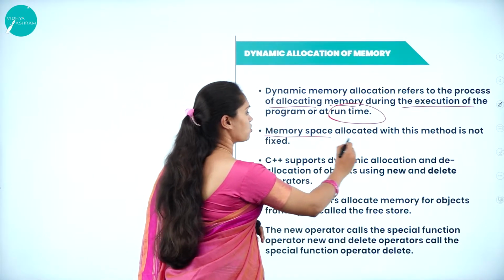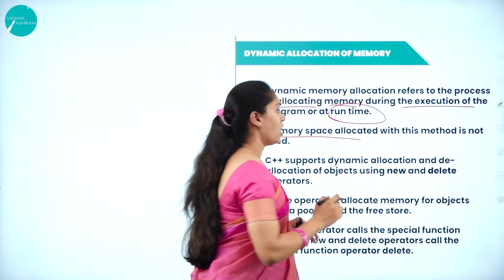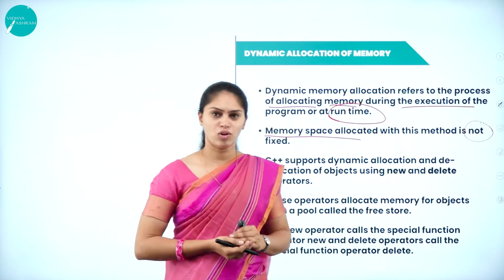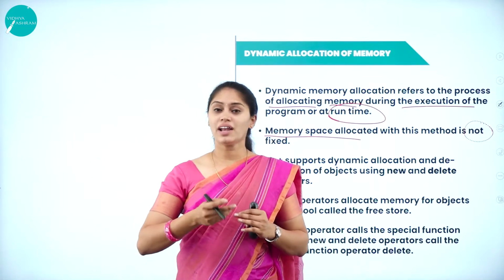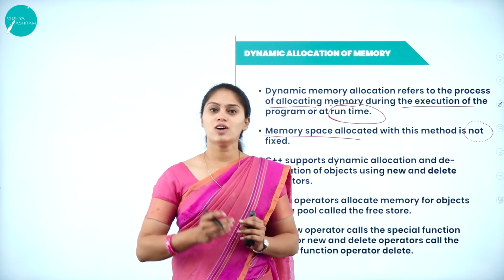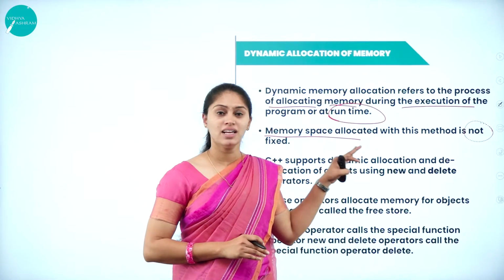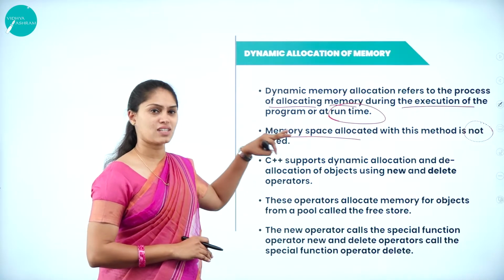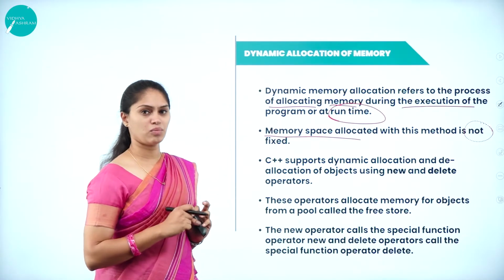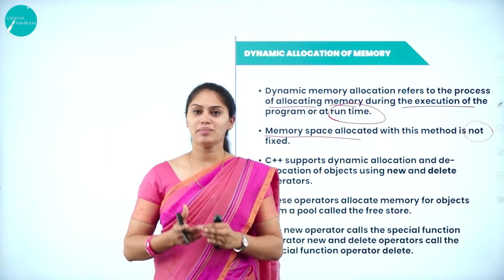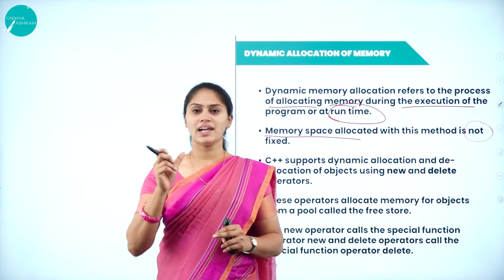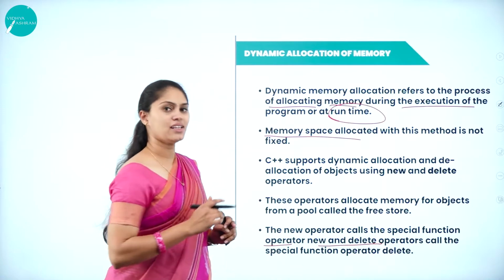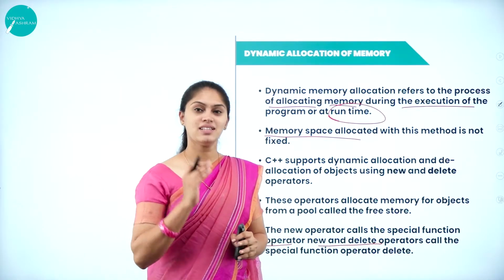The memory space that I am going to allocate is not static, that is, not fixed. If I want to allocate more space at the time of execution, or while the program is running, I can also allocate some memory space. So the memory space allocated is not fixed, as it is in static allocation. Then how can I allocate the memory dynamically? With the help of the new and delete keywords, or the new and delete operators, I can allocate and deallocate the memory space dynamically.